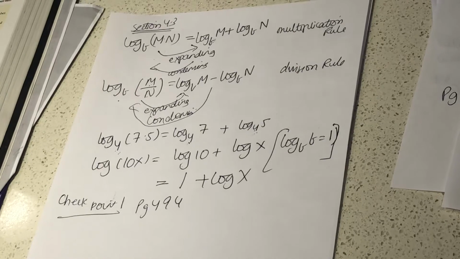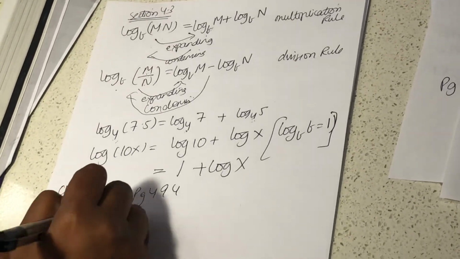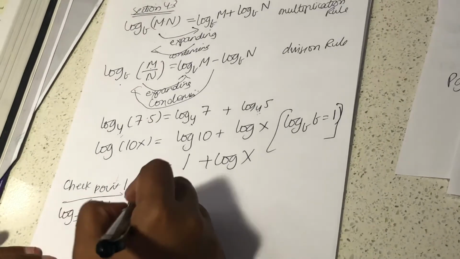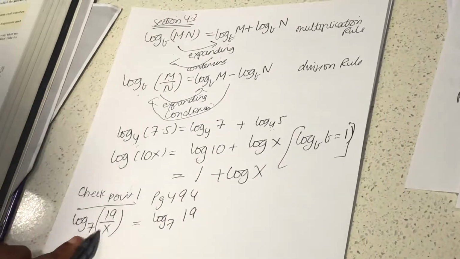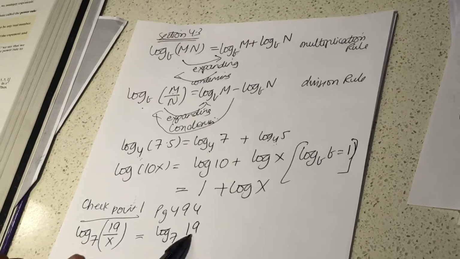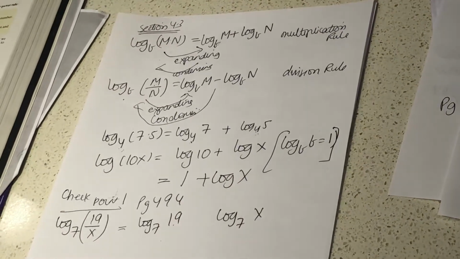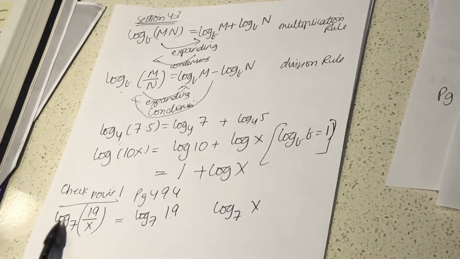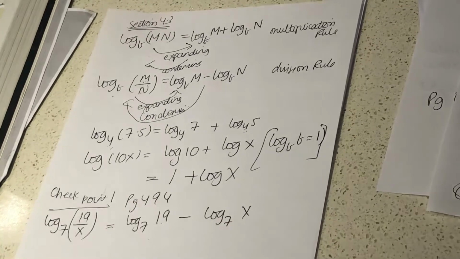Okay, let's see one more example. If I say log base 7 of 19 divided by x, expand it. Again, you can separate them. Don't get confused with this thing, you're like, it's in the division. Write it separately: log base 7 of 19, and at the bottom is x, so log base 7 of x. There is 19 and x. Write both of them: log base 7 of 19, log base 7 of x. Since it's division, it changes into a minus sign.